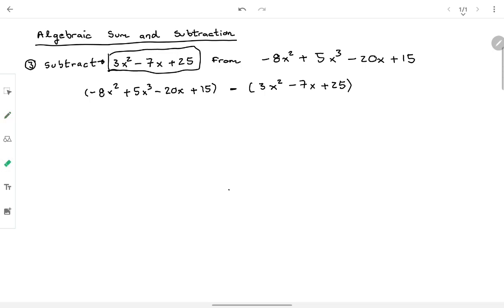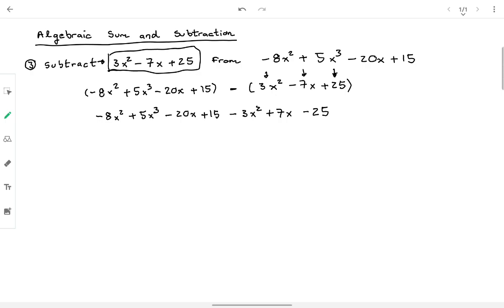So in this case, remember, when we have a minus sign before a parenthesis, all the terms will change their sign. So this first one gets copied the same because it doesn't have anything to change. The other one is minus 3x squared plus 7x minus 25. So then we need to do the mathematical operation of like term simplification.